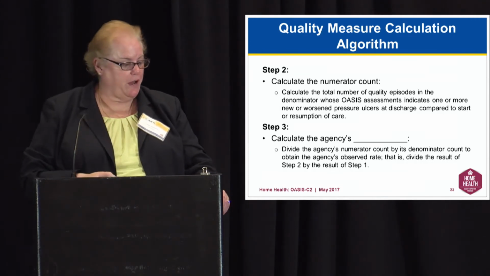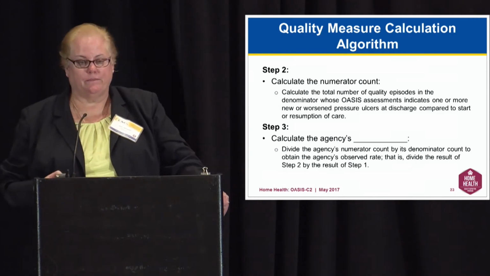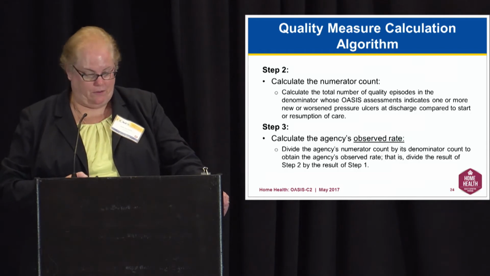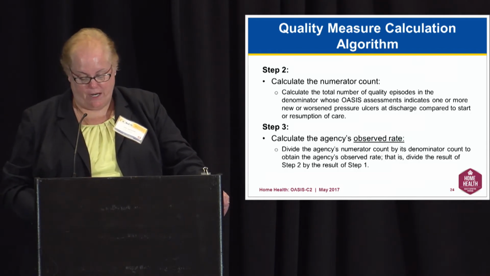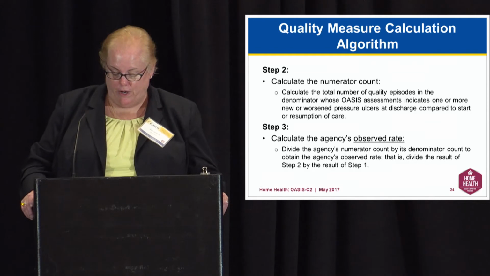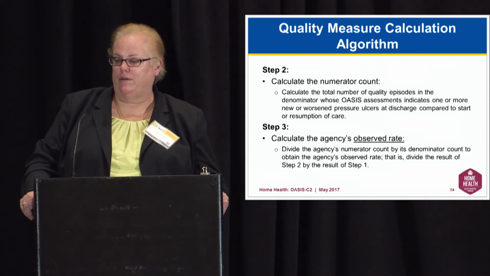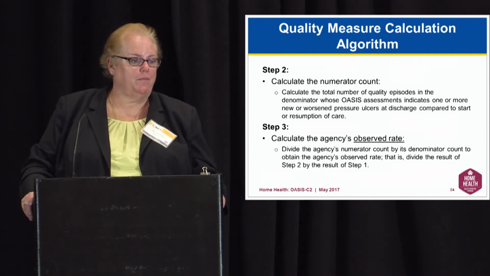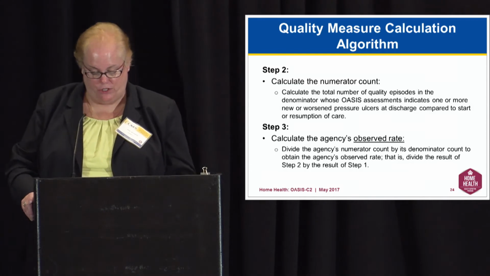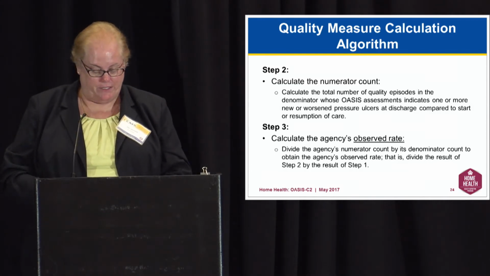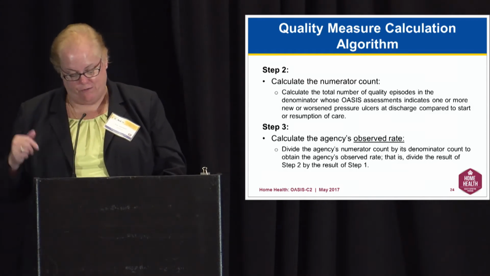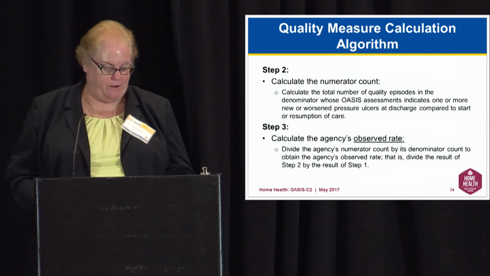Then we want to calculate the agency observed rate. And you divide the agency numerator count by the denominator count. Now that's fairly simple math. Most of us can do that, and that would actually give your observed rate. And it tells you to do exactly that, divide result of step 2 by step 1.